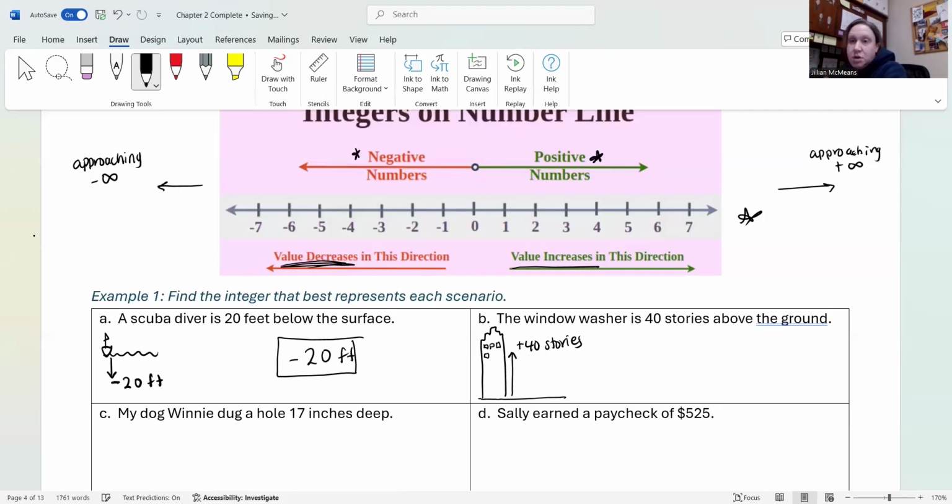Now, when it comes to integers, if you're writing a negative integer, you do need to put the negative sign in front of the integer. If you're writing a positive integer, you don't really have to put the positive, it's just kind of understood. So we would just put 40 stories.